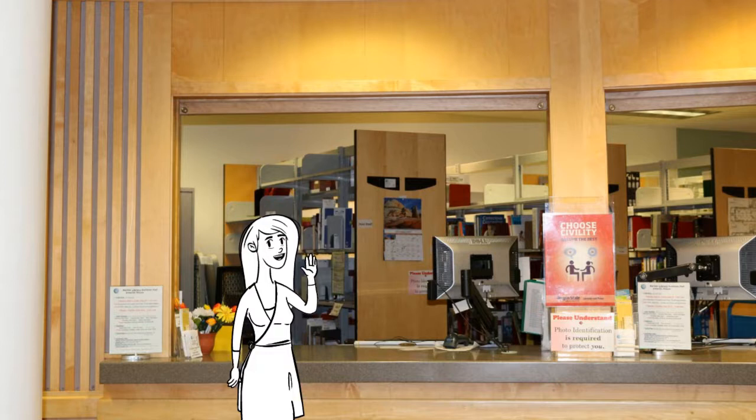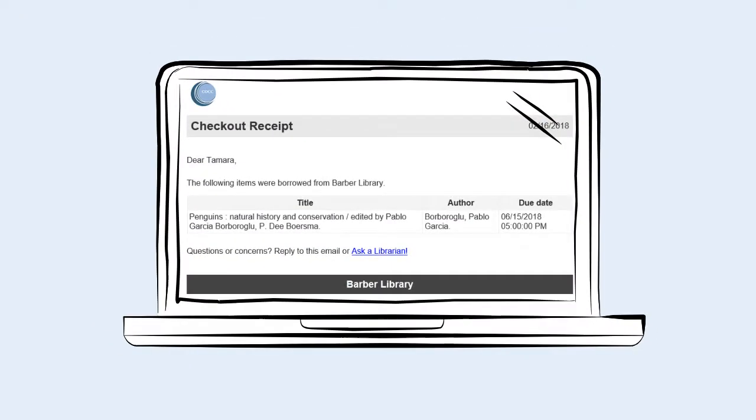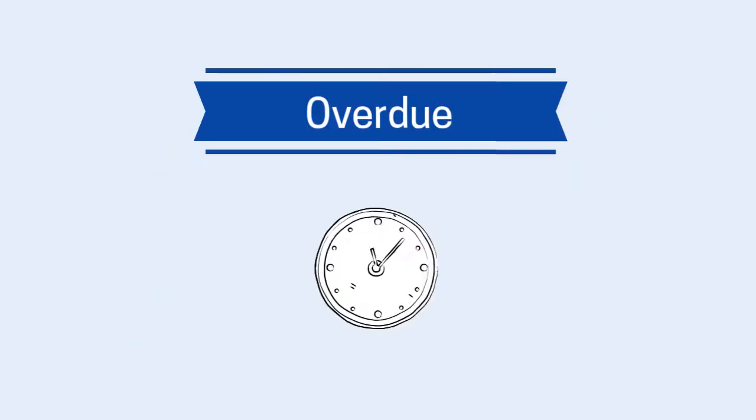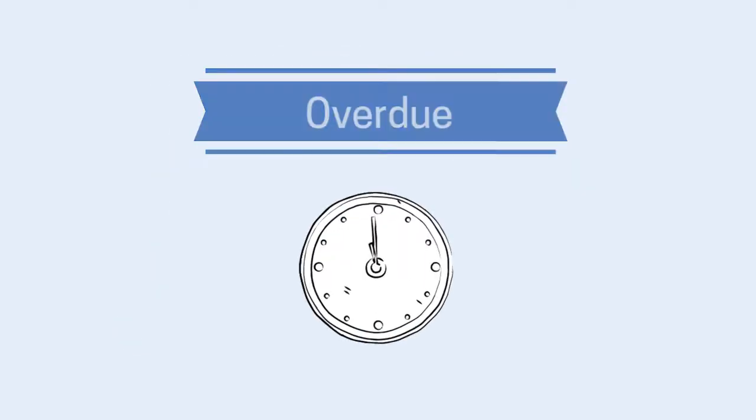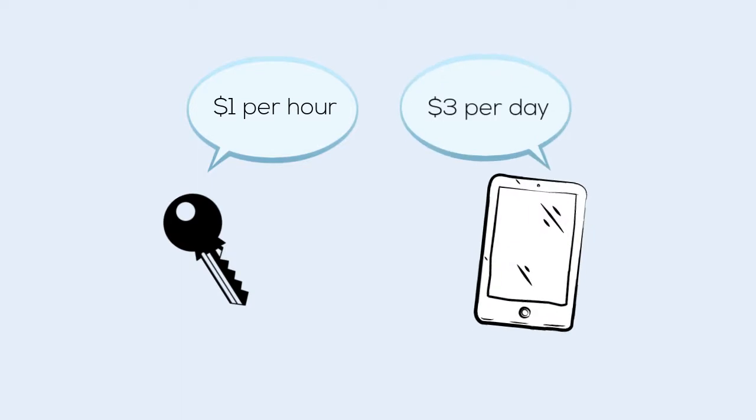There are two types of library fines at COCC: overdue fines and lost or damaged item fines. When you check out an item from Barber Library, you'll receive a receipt with the date and time it's due back. Overdue fines apply if you don't return the item by that time. The exact amount of the fine varies by the type of item.